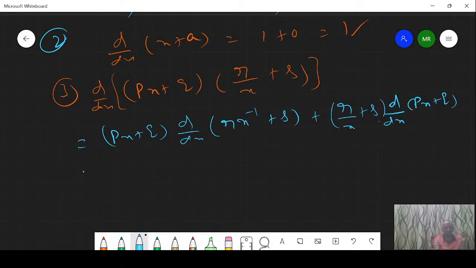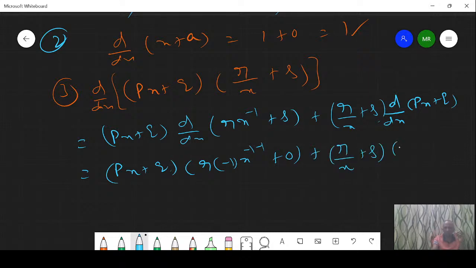Product rule. When I have written this, I can write (px + q) into the derivative of this one, r into x power minus 1, minus 1 into x power minus 1 — like the derivative of x power n is n x power n minus 1 — constant is 0, plus (r/x + s) into the derivative of (px + q): here the derivative of x is 1, constant is 0, q will be 0.